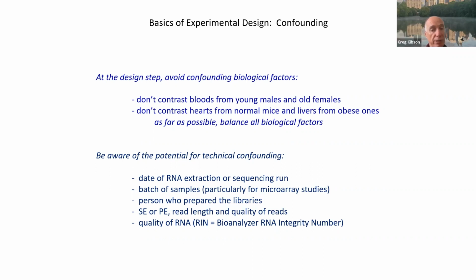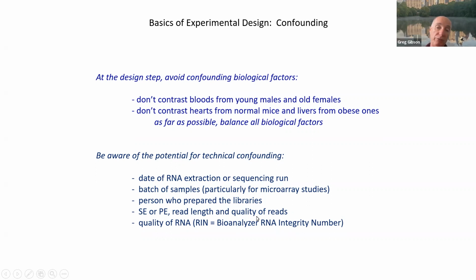Other types of technical confounding are things like single end versus paired end. If you have paired end data and you want to compare it to single end data, you might want to just remove the second end and make it equivalent to a single end experiment. But even then, there could be confounding. Read lengths, so comparing 35 base pairs to 100 base pairs is going to give different alignment potential, so that will be a confounding factor.